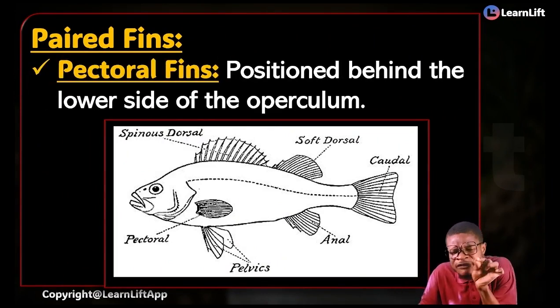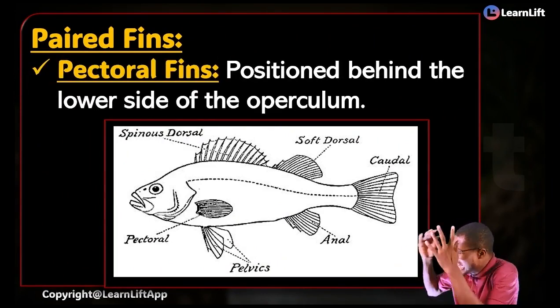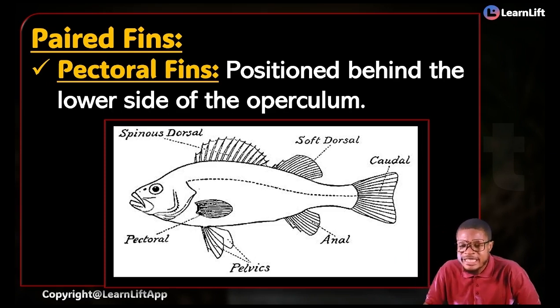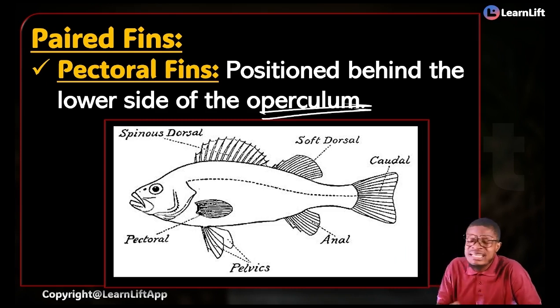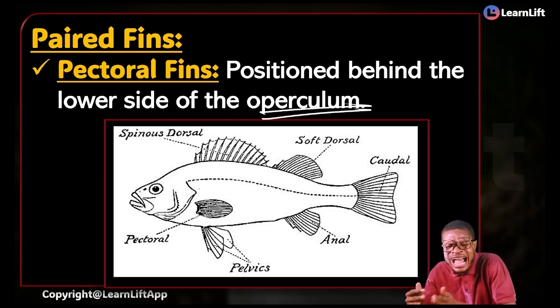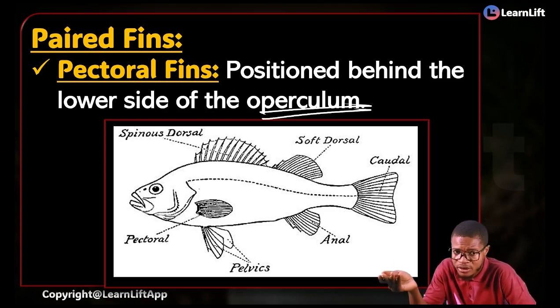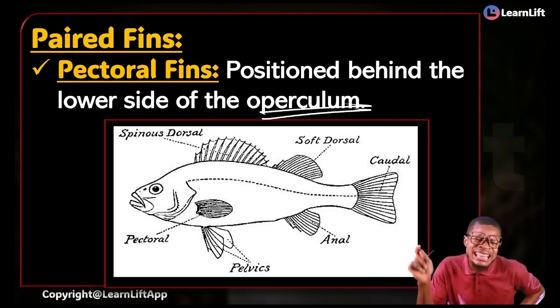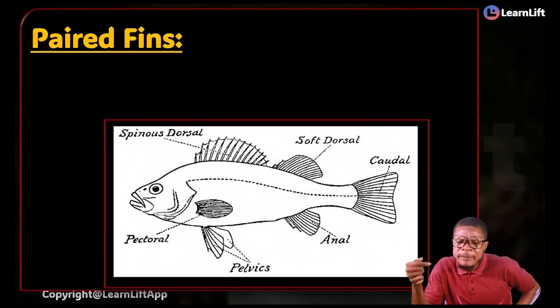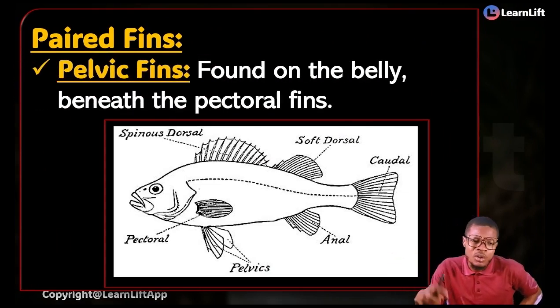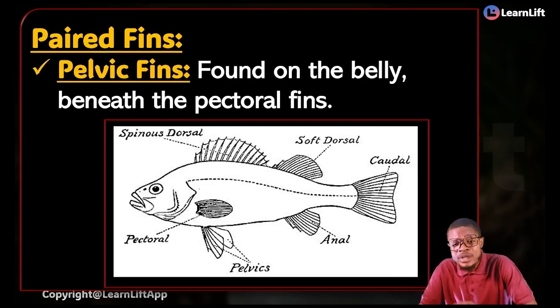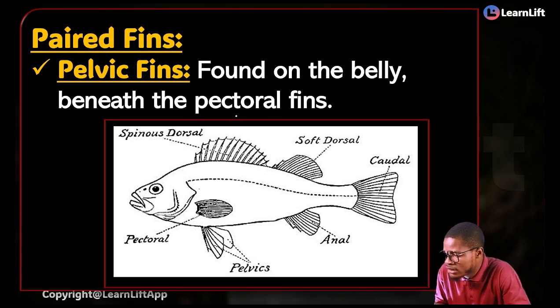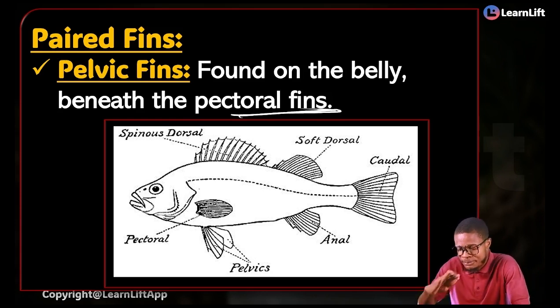So the pectoral fin, where is it positioned? Look at the diagram again and find the pectoral fin for me. It is positioned behind the lower side of the operculum. So we can boldly say that the pectoral fin is just behind the operculum. You are very, very correct. Another thing you must know very quickly is this. The paired fins have a second part, which is the what? The pelvic fin. The pelvic fin, where is it? Look at the diagram and describe it using correct terms for me. The pelvic fin is just beneath the pectoral fin. You are also very correct.